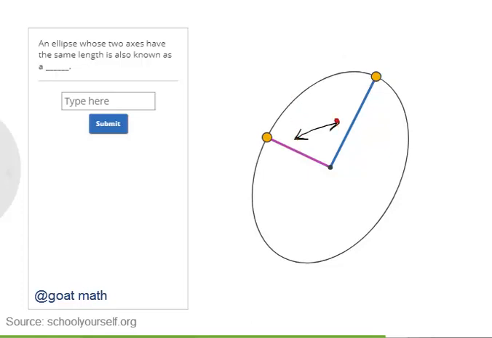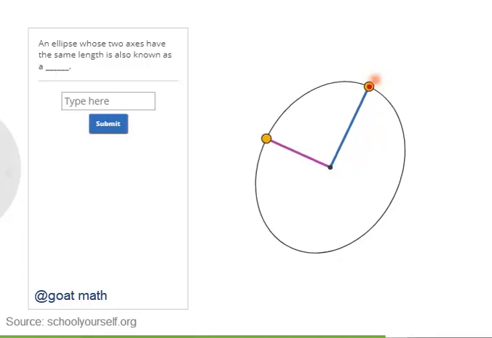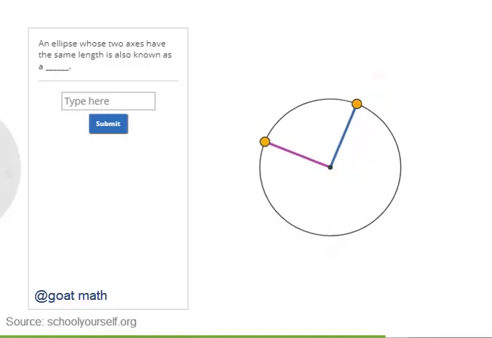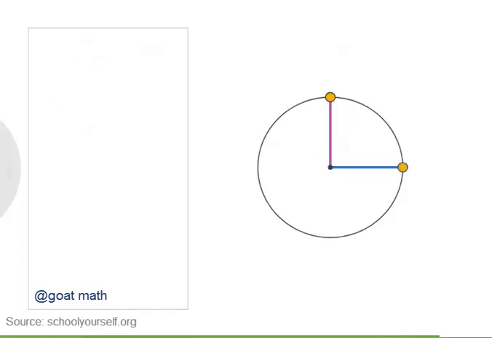When these two axes have the same length, this is actually a special kind of ellipse that you saw at the beginning of this lesson. What's the specific name for this shape? Nicely done. So a circle is actually a special kind of ellipse whose two axes have the same length. So this is no longer a semi-major or semi-minor axis. Each of these is a radius of the circle.